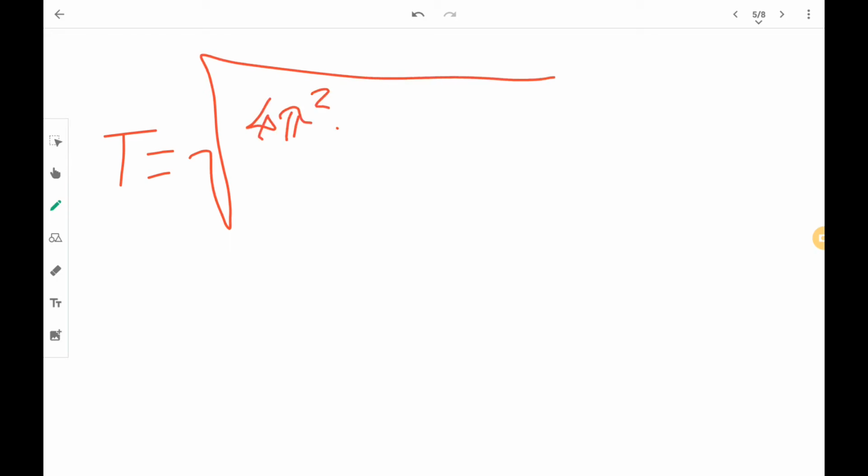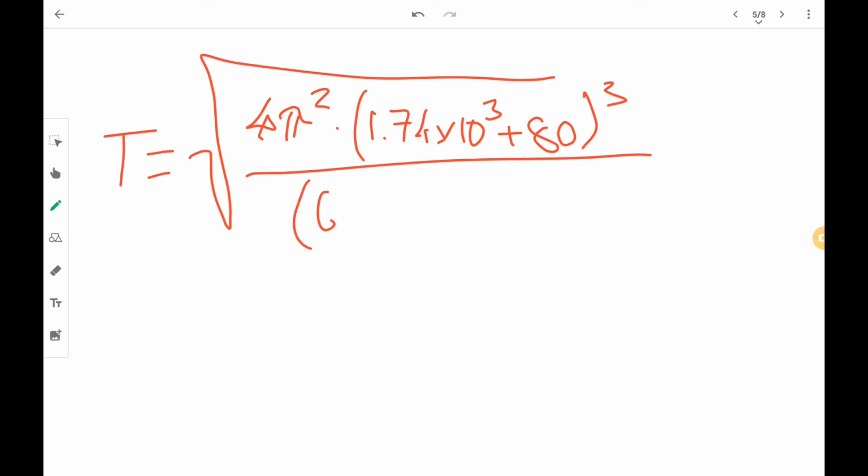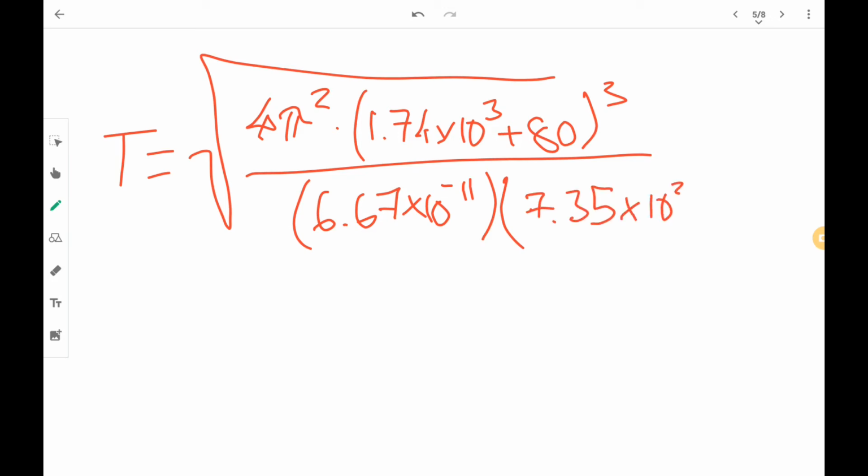So T will be equal to the radical of 4 pi squared r, which is the radius of the moon, 1.74 times 10 to the power of 3 plus 80, to the power of 3, over the constant G, 6.67 times 10 to the power of minus 11, times the mass of the moon, which is 7.35 times 10 to the power of 22 kilograms, and you will get 1.94 hours.